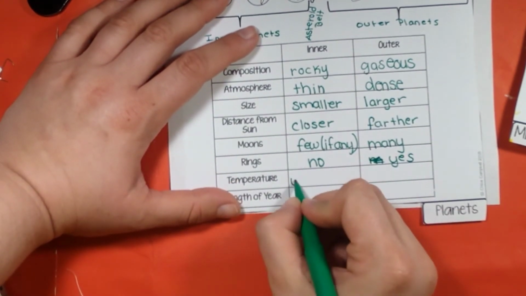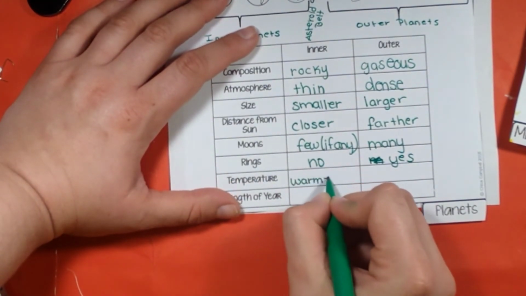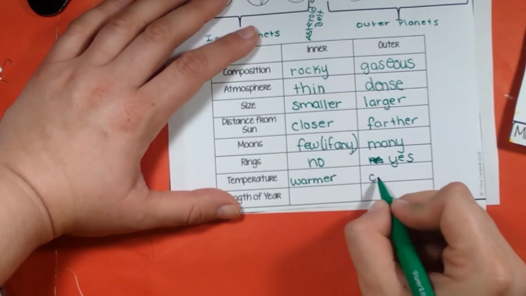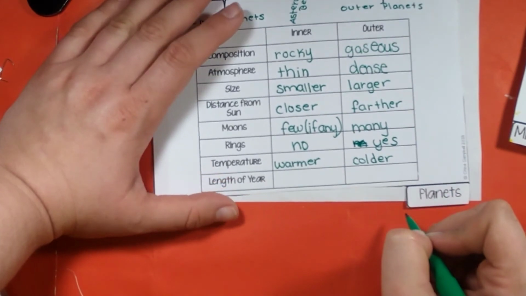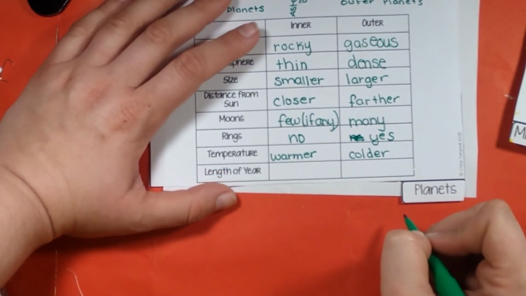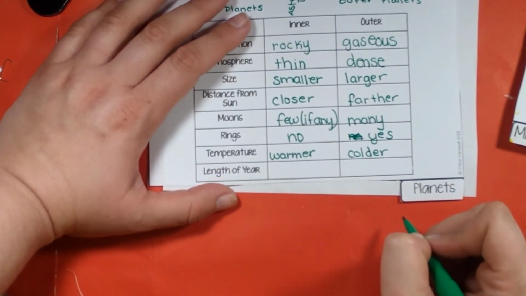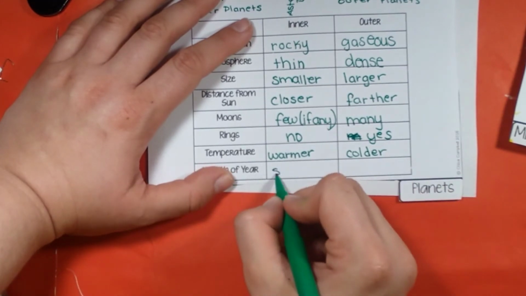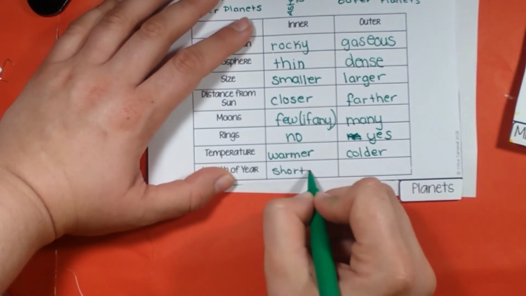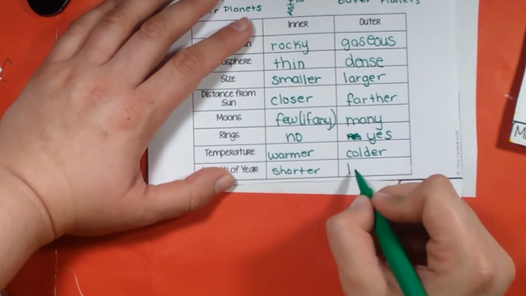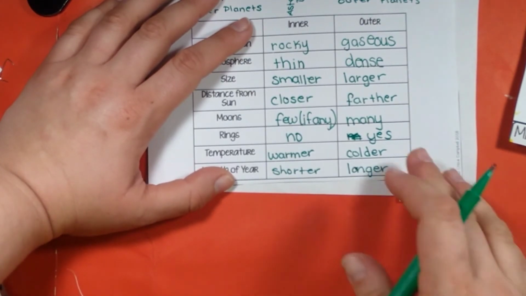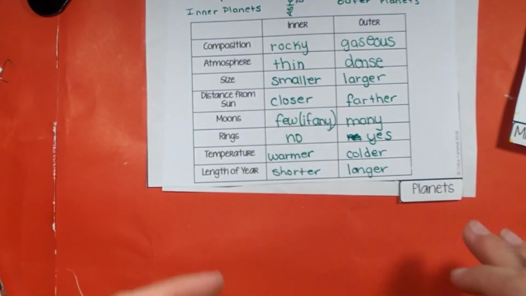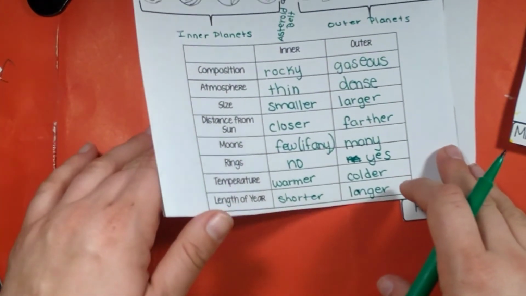The inner planets are warmer because they are closer to the sun. And the outer planets are colder because they're much further from the sun. Their years are shorter because it takes them less time to go around. And the outer planets' years are longer because it takes them longer to go around the sun. So that is planets.